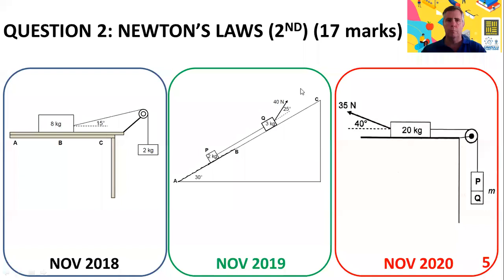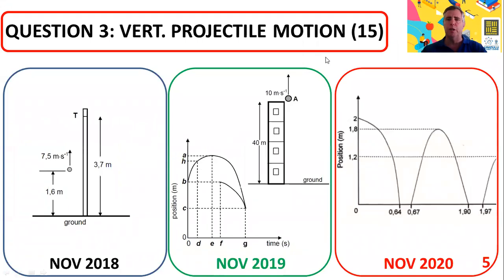Let's take a look at the 4 mechanics questions, usually in the matric exam, and where motion graphs fit in. Question 2 is usually on Newton's laws, especially his second law. Question 3 is vertical projectile motion, and this is the one we'll focus on in this video because this is where the graphs of motion come in.